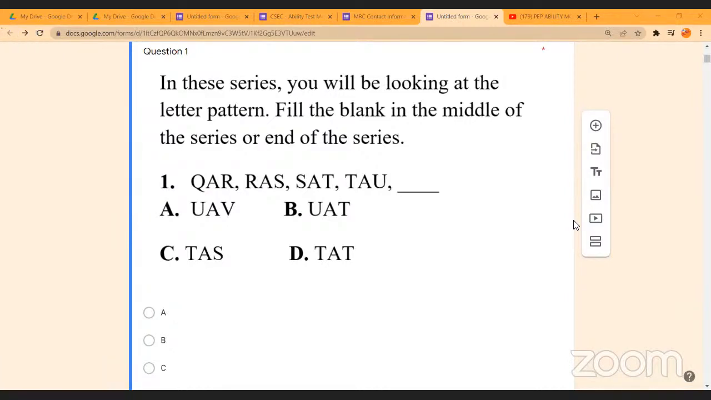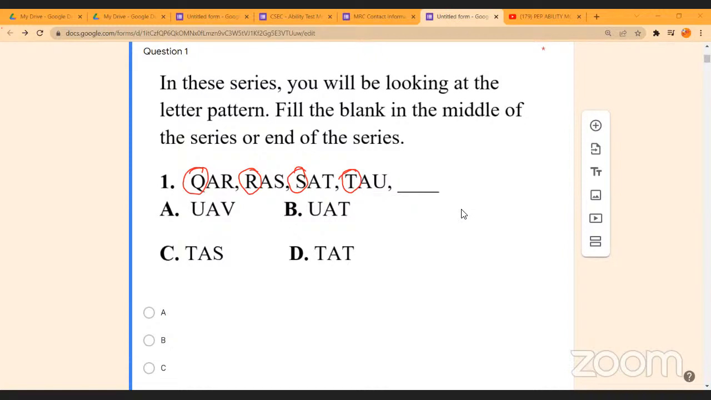All right, explain to me what you understand. Miss, the first letters for all of them go in alphabetical order: Q, R, S, and T. Good. So we're going in alphabetical order. All right, tell me what else you notice.